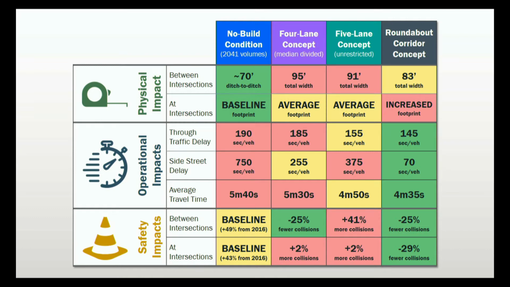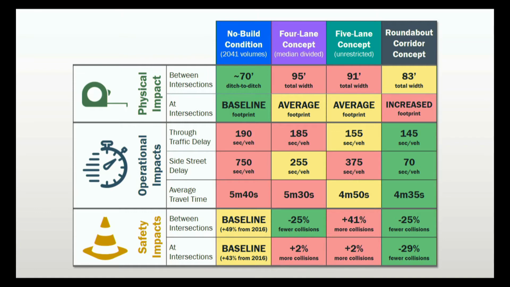And what we actually see is in terms of physical impacts, understandably, the roundabout corridor is going to have more impacts at intersections. But between intersections, there's actually less of an increase than there is with the widened alternatives. There's no judgment there. That's just presenting a trade-off so people can make decisions. In terms of operational impacts, yeah, the unrestricted corridor is bad in terms of side streets, but for mainline traffic, it performs about as well as the roundabout corridor.